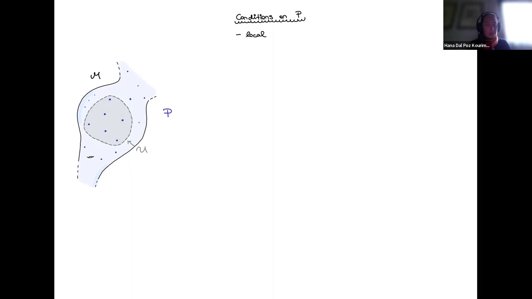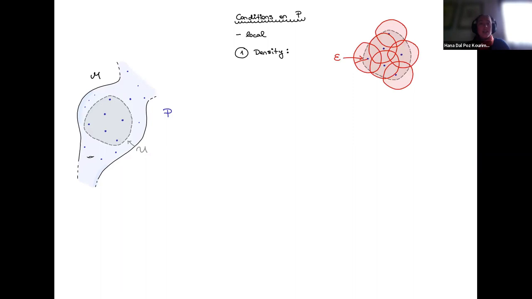All right, so we said we want the points to cover the manifold or the neighborhood well enough. This we call density, and it is quantified as follows. You take the points of the point cloud in the neighborhood and you draw balls of radius epsilon around each point. And the requirement is that these balls cover the whole neighborhood.